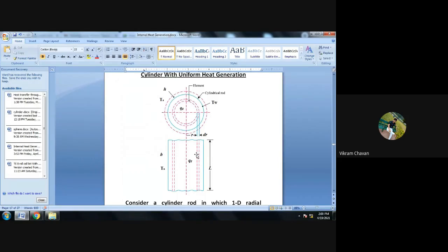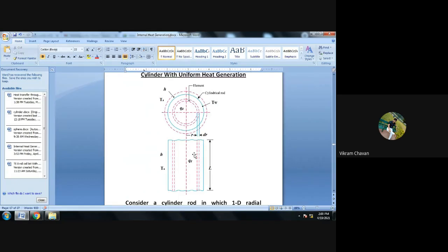Okay, so in today's lecture, we are going to understand heat generation in the case of a cylinder. Cylinder with heat generation. So what does cylinder mean? We know that it has a circular cross section and it has some length. So that is nothing but a cylinder. Here we are going to consider one rod, not a hollow cylinder.